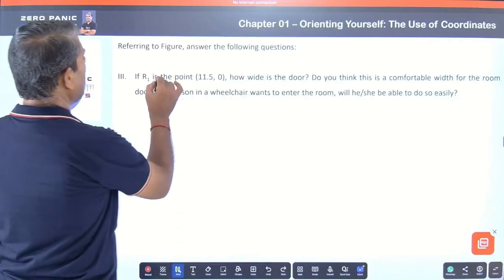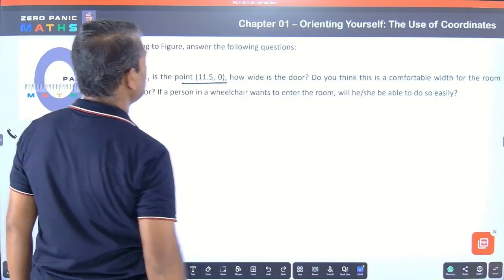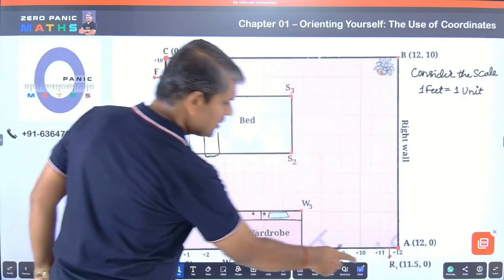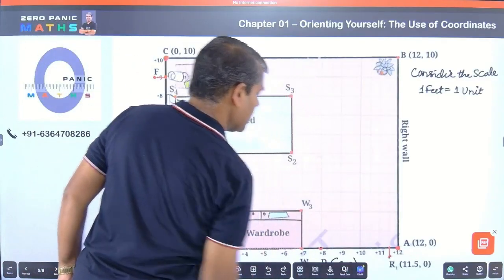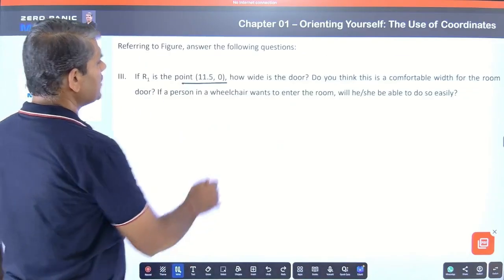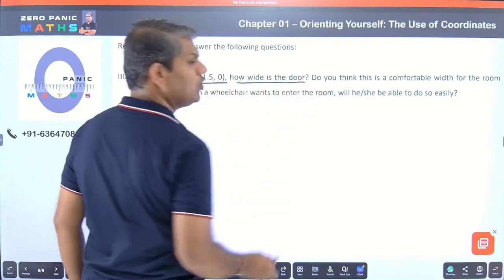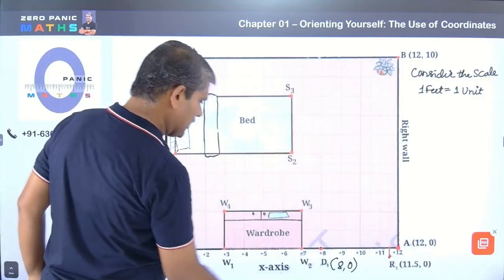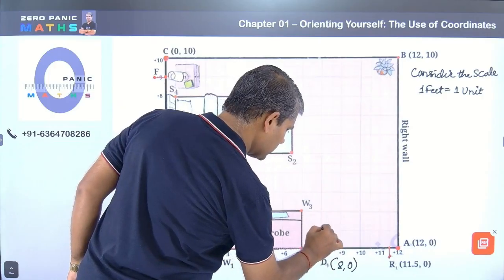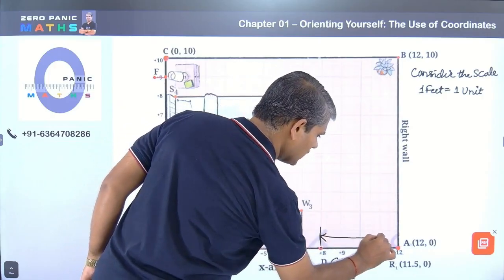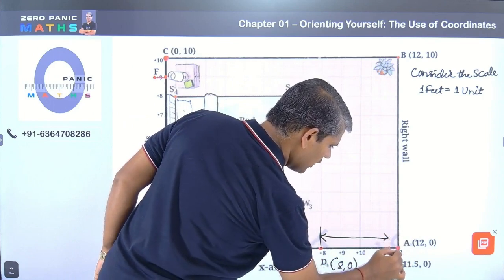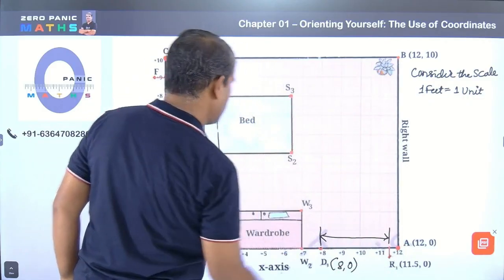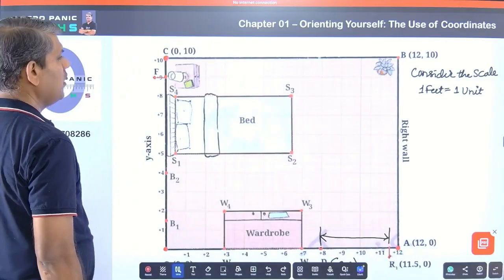Now let us see the third question. If r1 is the point 11.5 on the x-axis and 0 on the y-axis, that you can see here, r1 is this. They are asking, how wide is the door? We need to find out the width of the door. So our door starts at point d1, and this is the end of the door. Where exactly is that? 11.5. So this is the width of the door. We need to find this first. That is the actual question.